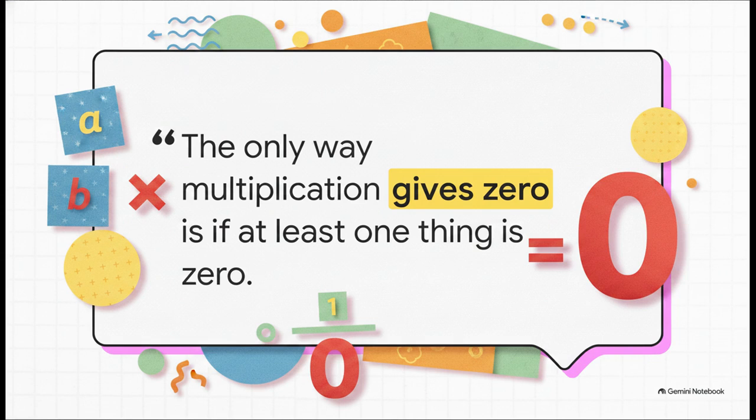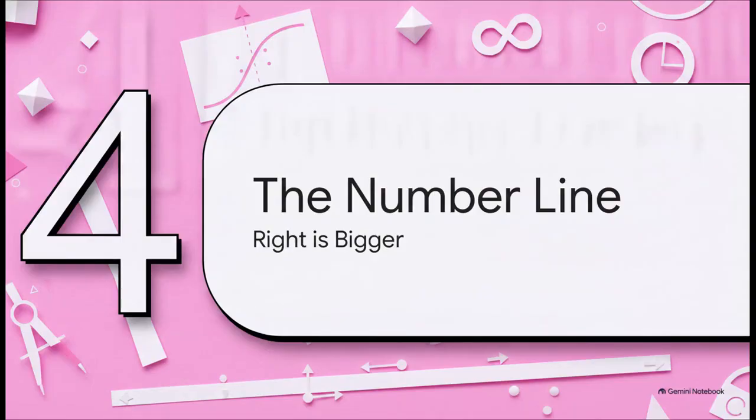But you got to remember, 0's power has hard limits. It has no mathematical partner, no reciprocal. And that is exactly why dividing by 0 is strictly forbidden in our playground. There is literally no such number as 1 divided by 0. On to Section 4, Navigating the Number Line.